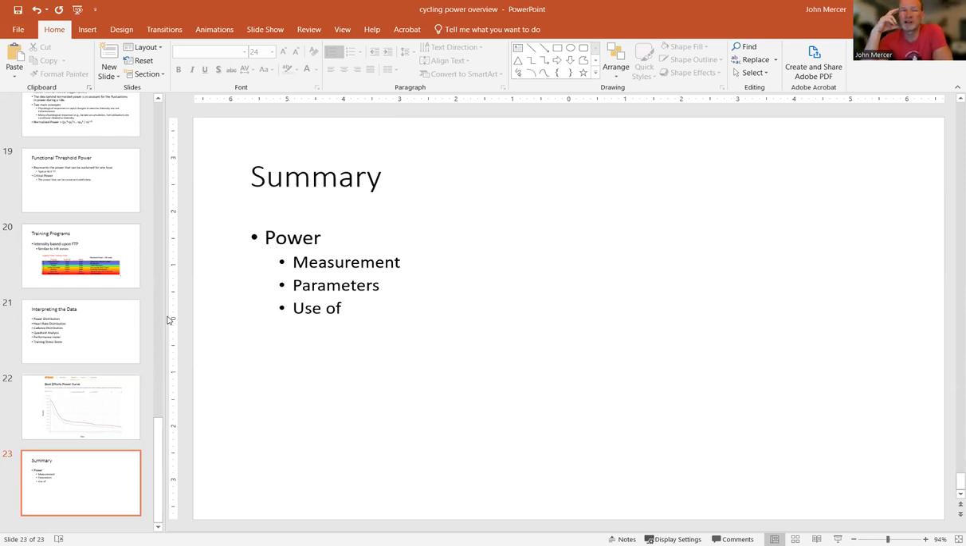I didn't talk so much about using power during a race, but you can actually create a real nice plan based upon your knowledge of your functional threshold power to design a race plan for you, especially in triathlon, that allows you to be successful in the run.